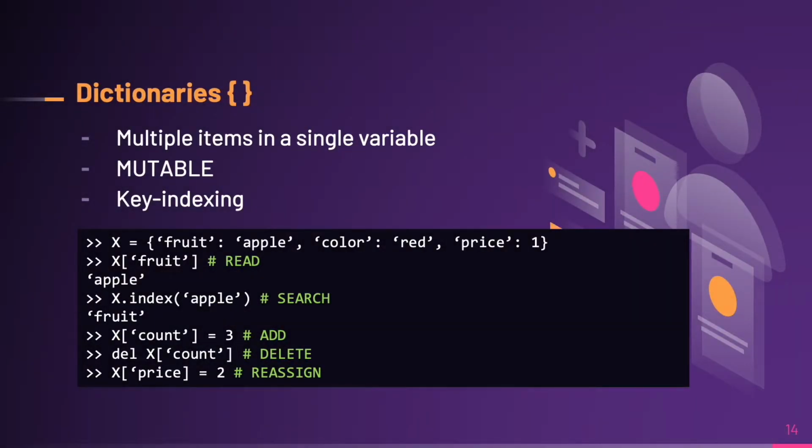Dictionaries are just like lists, except that they use key indexing to label the locations of data. You can read, search, add, delete, and reassign just like when you were using lists. Although we have each data structure for a different purpose, I mainly use lists in this video as their representative.